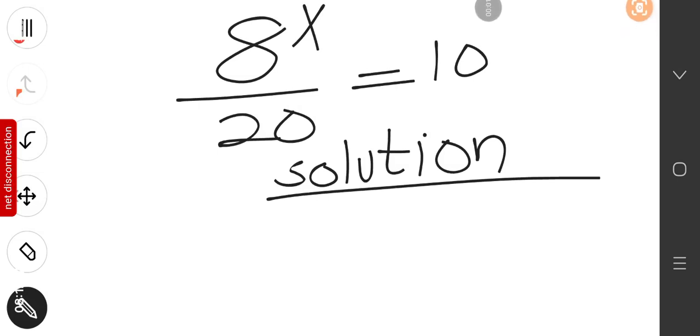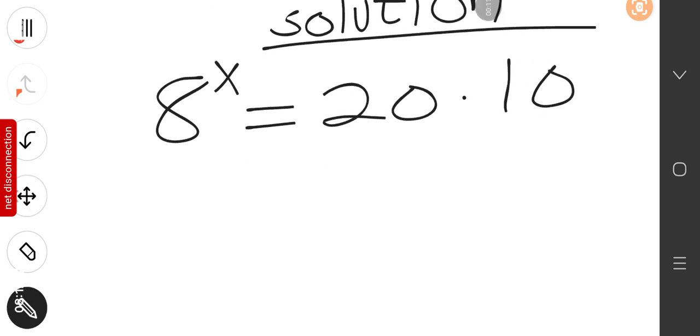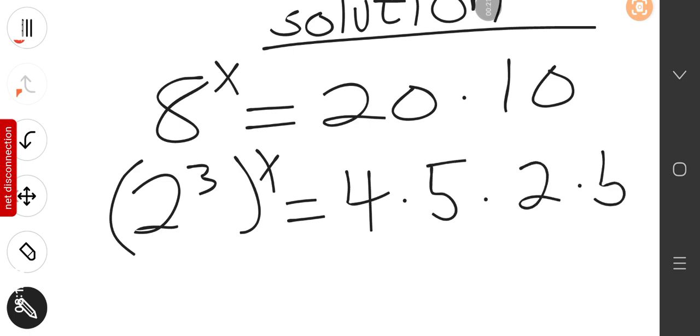x over 20 equals 10. So our equation becomes 8^x equals 20 times 10. Now we can write 8 as 2^3, and we can express 20 as 4 times 5, and 10 as 2 times 5.